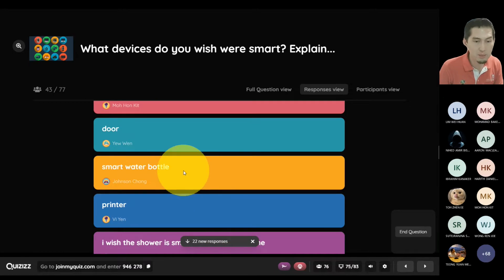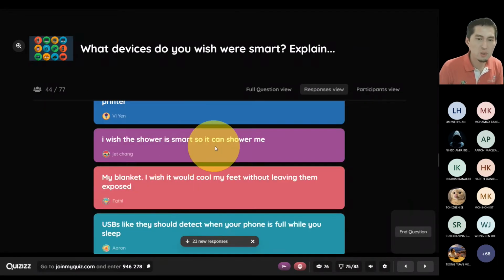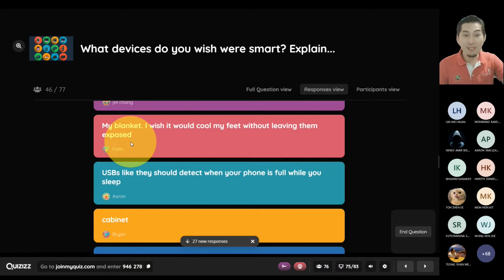Smart water bottle. Yep, Johnson. Smart printer. I wish the shower is smart so it can shower me. Isn't the shower showering you currently? What else is it doing? My blanket. I wish it could cool my feet without leaving them exposed. Interesting. I'm one of those people as well. The blanket fully covers me, but my feet are outside.